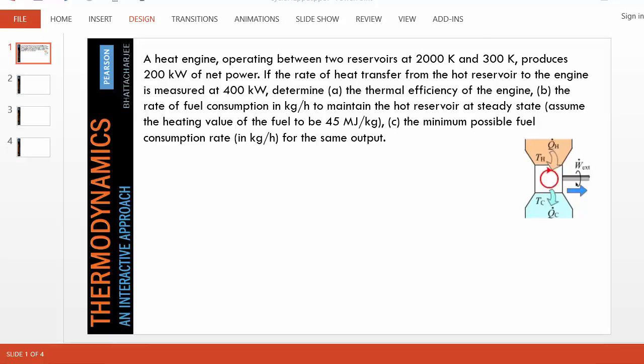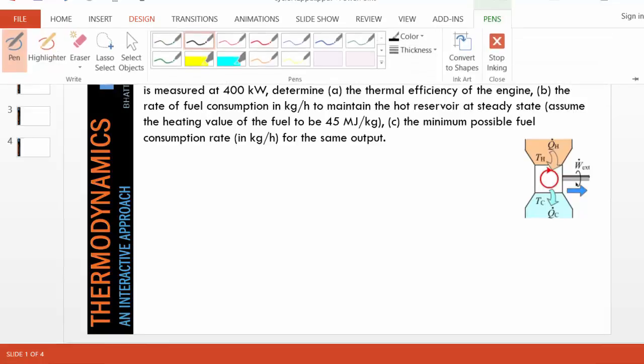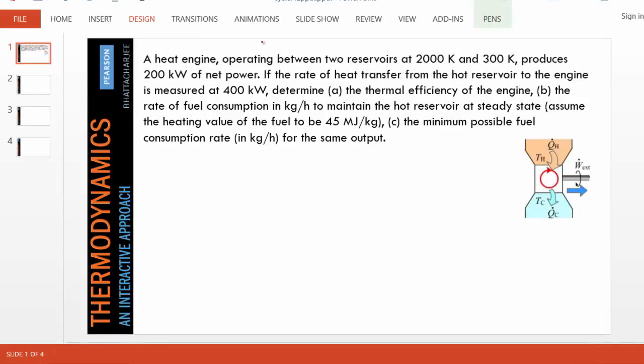We are going to solve a heat engine problem. It almost looks like there is information overload, but as you dissect the problem, you'll see it's quite a simple problem really. So what is given? The two reservoir temperatures, the hot and cold temperatures, are given to us, and the net power is given. Also given is the heat transfer from the hot reservoir to the engine, that is Q dot H. And let's determine the thermal efficiency of the engine.